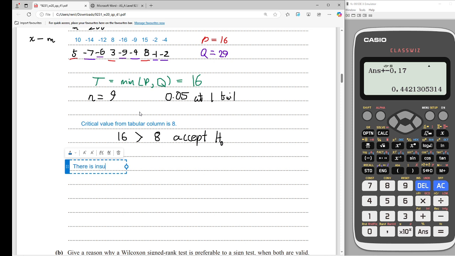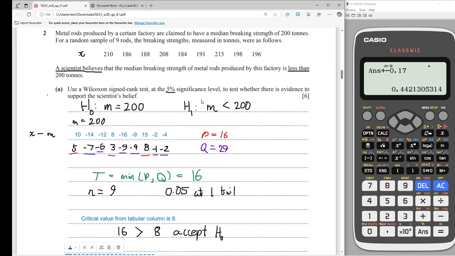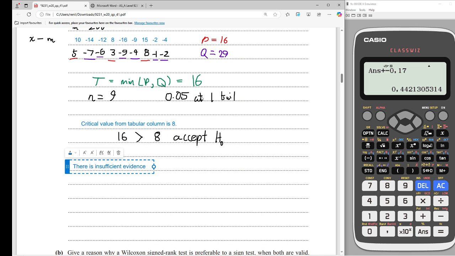When we accept H null, there is a structure that we must follow, and that is saying there is insufficient evidence, and then we state H1, which is the population median being lesser than 200, or we can say to support the scientist's belief. So insufficient evidence to support the scientist's belief, and that is how we write our answer.